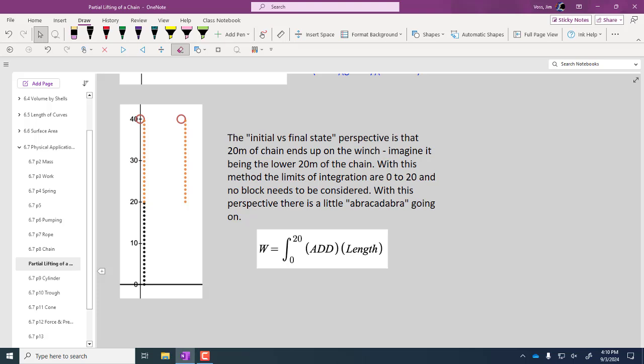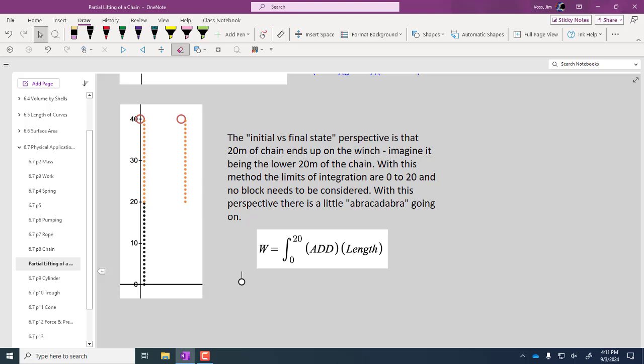And you can think of these 20 links here as being transported to the top. We know that there's going to be 20 meters hanging in the end. Let's just pretend it's these 20 meters that are the top half of the chain, and let's imagine just focusing on the black dots, the bottom half of the chain. How much work will it take to transport those 0 to 20 to the top? That's what this does. This finds the work done to transport these links from 0 to 20 to the top. So you integrate 0 to 20, ADD times length, and you will get the same exact answer.